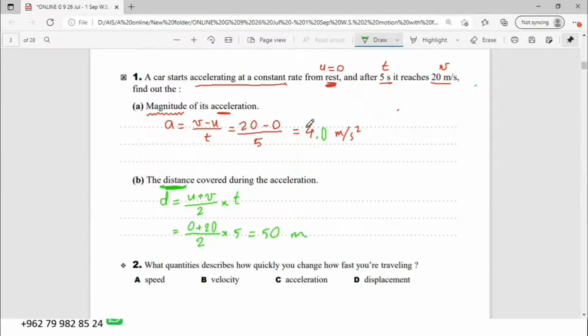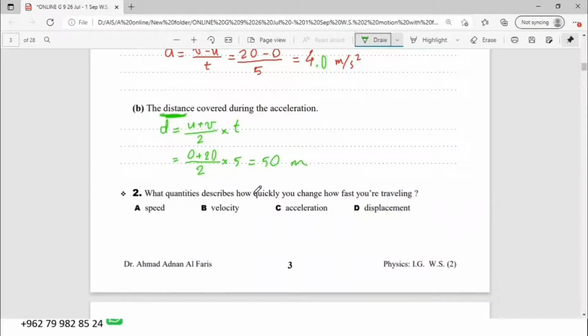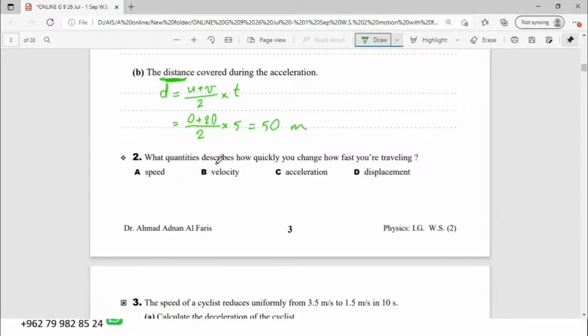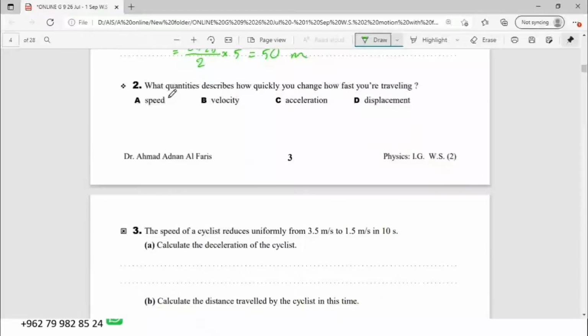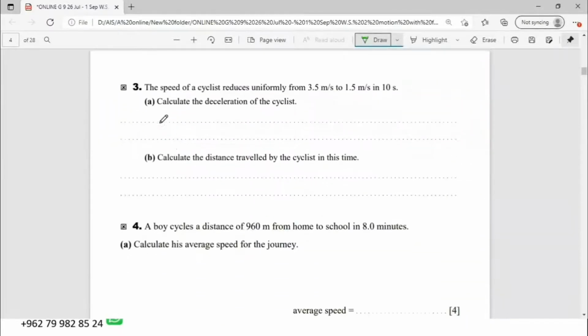Good. Okay, now what quantities describe how quickly you change how fast you are traveling? This is a multiple choice question, solve it for me. Okay, and let's move on to question number 3. What does question number 3 say?